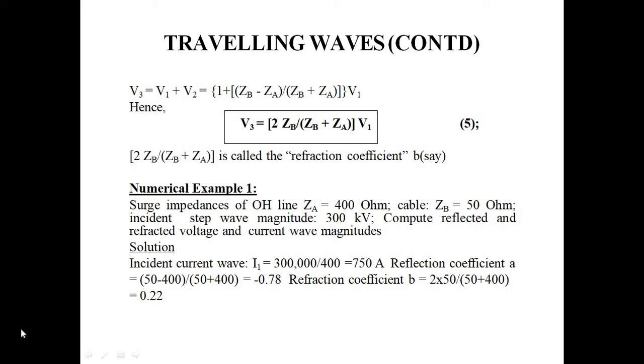Numerical example 1. Surge impedance of overhead line ZA is equal to 400 ohm. Cable ZB is equal to 50 ohm. Incident step wave magnitude 300 kV. Compute reflected and refracted voltage and current wave magnitudes. Solution. Incident wave I1 is equal to 3 lakh divided by 400 is equal to 750 amps. Reflection coefficient is 50 minus 400 divided by 50 plus 400, which is equal to minus 0.78. Then refraction coefficient is 2 into 50 divided by 50 plus 400, which is equal to 0.22.